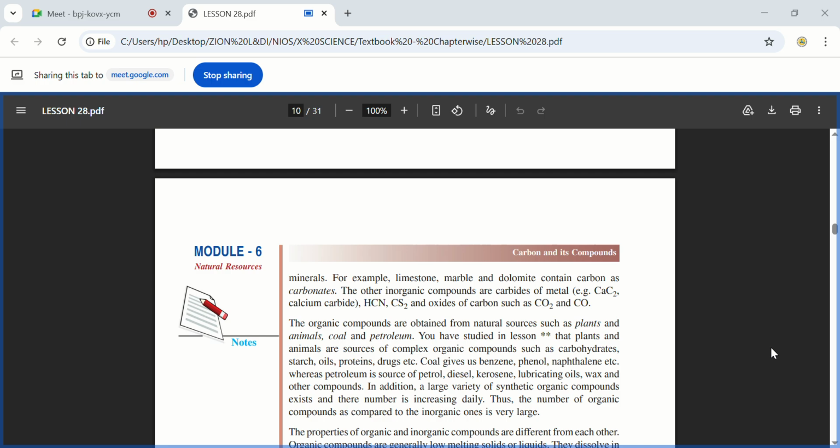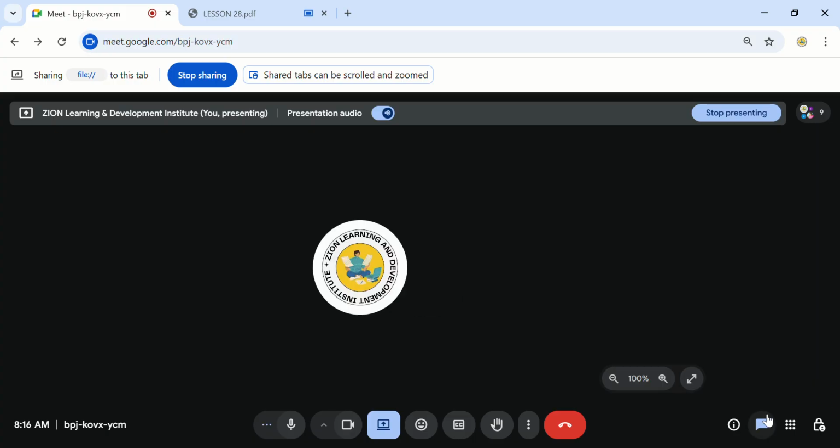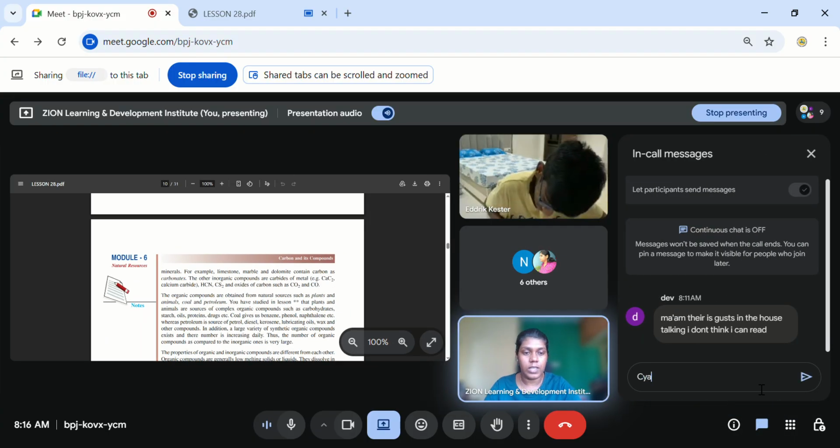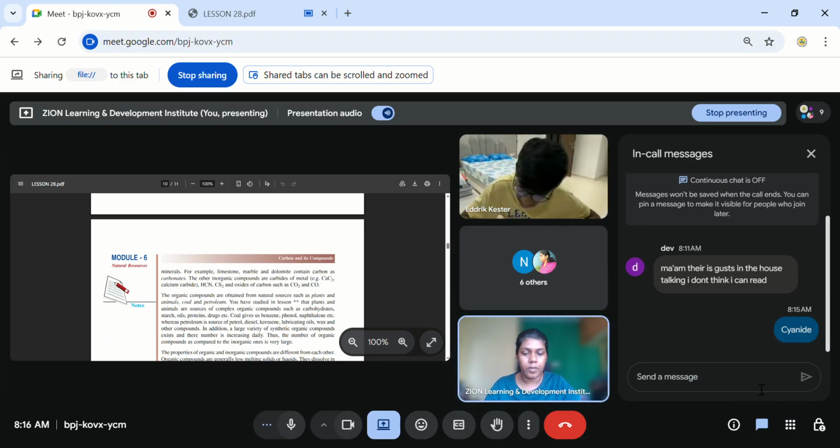Write it down. HCN is hydrocyanic acid, so you can write it as cyanide. And CS2 is called carbon disulfide. I'm sending the spelling in the chat box. Cyanide, carbon disulfide.